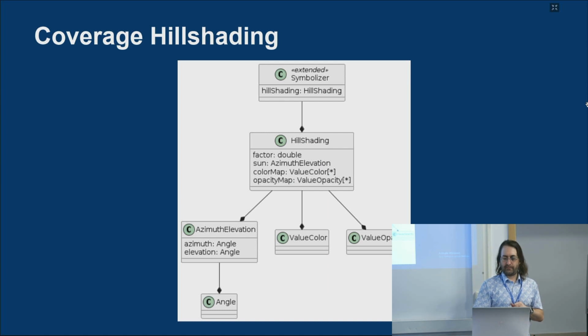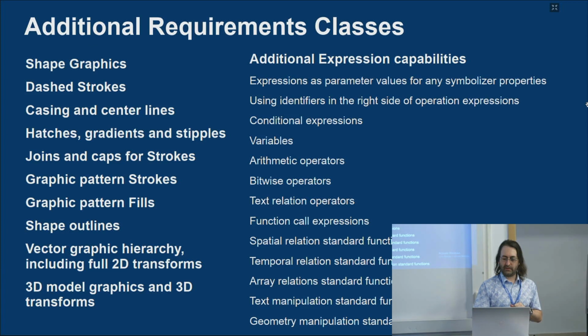So there are some requirements classes for hill shading. I won't go into detail. And there are several other additional requirements classes that I did not mention, and they are a bit more, which is also something I hope to work on this weekend. We have an issue open in the repo about functionality that is currently missing, that we want to integrate into the existing requirements classes, or add as new requirements classes if it doesn't fit in the existing ones.